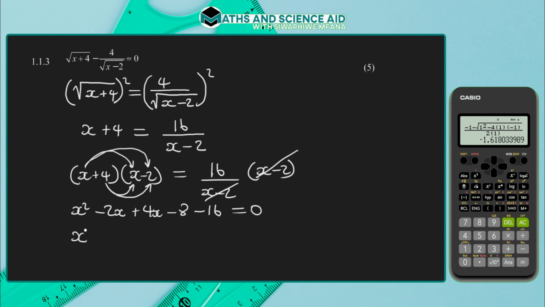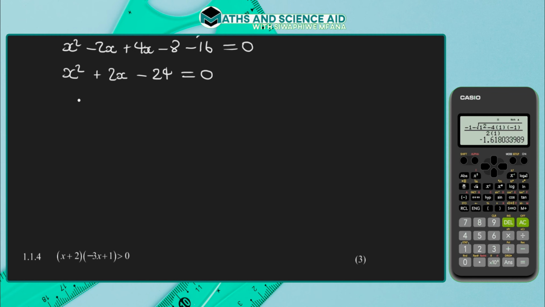So we are going to have x squared, and then negative 2x plus 4x will give us positive 2x. And then negative 8 minus 16 gives us negative 24, equal to 0. And so, of course, from here, it's up to you. You can either try solving this by factorization or just by using the quadratic formula. So in this video, to make it more interesting, I will demonstrate how this can be solved by factorization.